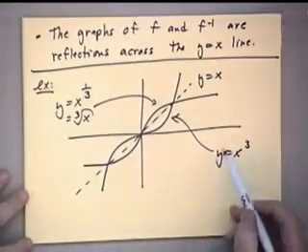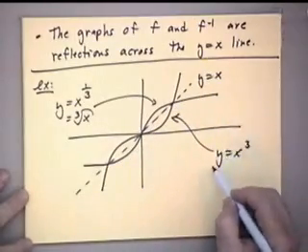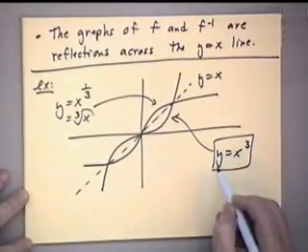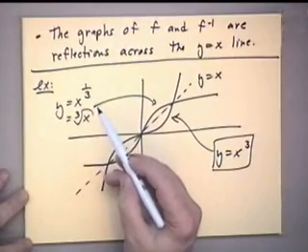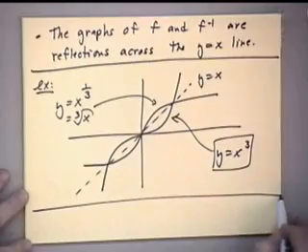So the two functions have their graphs being reflections through the 45-degree line. So if you know the original function's graph, even if you don't know a formula for the inverse function, you can at least get a picture of what its graph looks like.